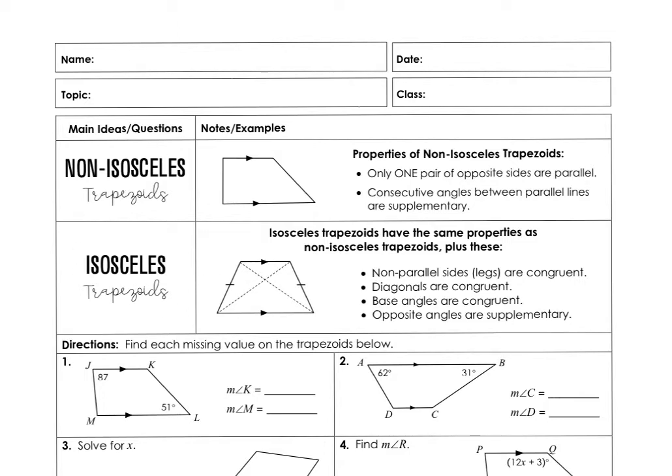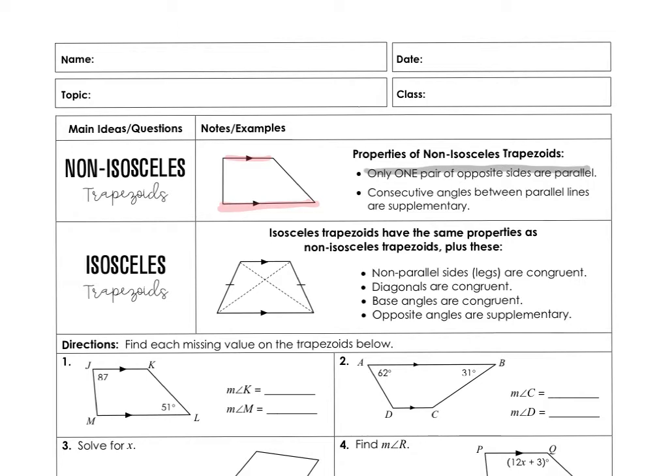First of all, a trapezoid is a quadrilateral. But it is not a parallelogram because only one pair of opposite sides are parallel. So only one pair of opposite sides are parallel, and consecutive angles between the parallel lines are supplementary.